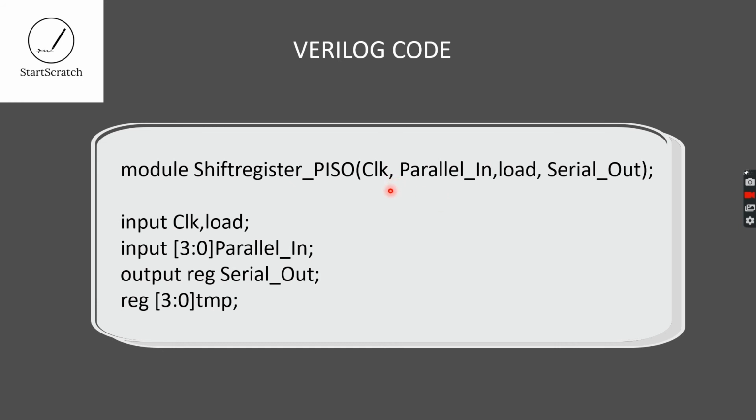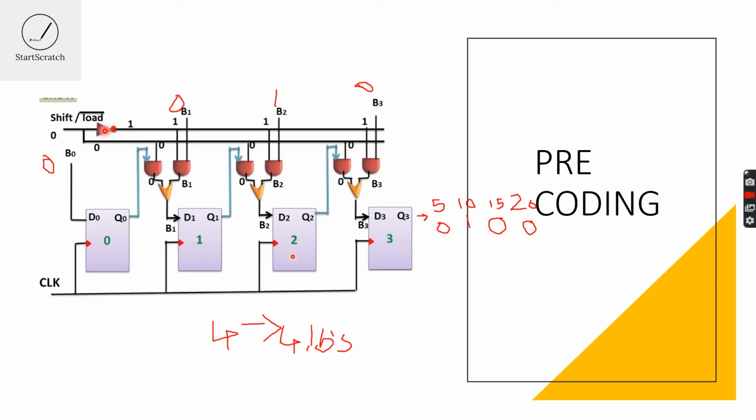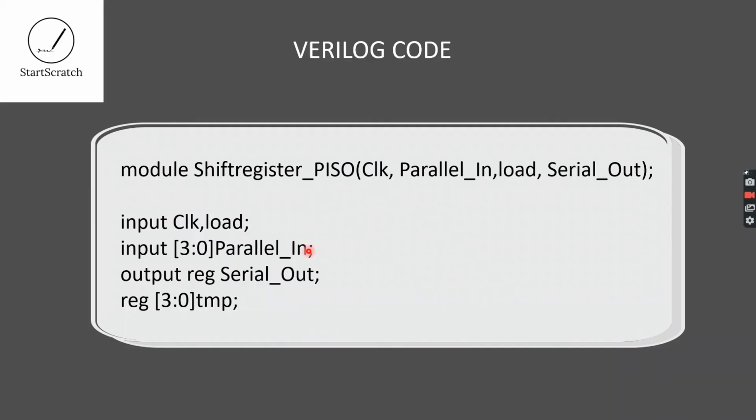Coming to the port list, I use clock, parallel, load, and serial_out. Serial_out is my output, a single bit output, load is a single bit input, clock is the clock pulse, and parallel is the 4-bit input. And here I used a TMP register, which is 4-bit, to store the values which I give. Like in the circuit you use D flip-flops to store the values, but in the Verilog code I am using this TMP variable to store the values.